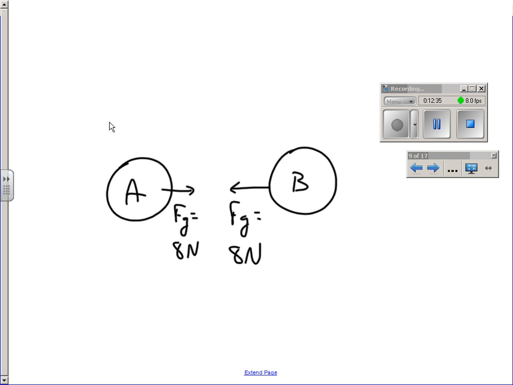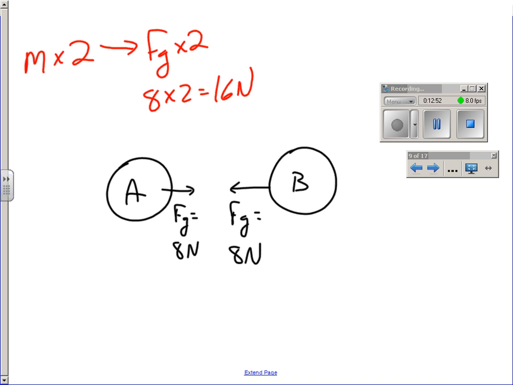So let's do that. Let's suppose the mass of A doubled. Well, what that means is one of your masses gets multiplied by 2. Remember, your force of gravity is proportional. So that means that your force of gravity is also going to get multiplied by 2. So if you doubled the mass of object A, then your new force of gravity would be 16 newtons.